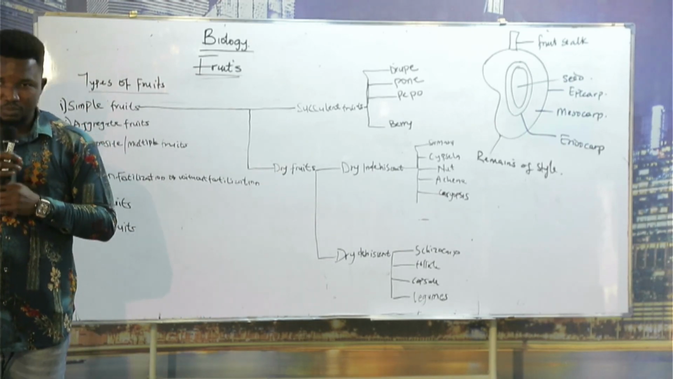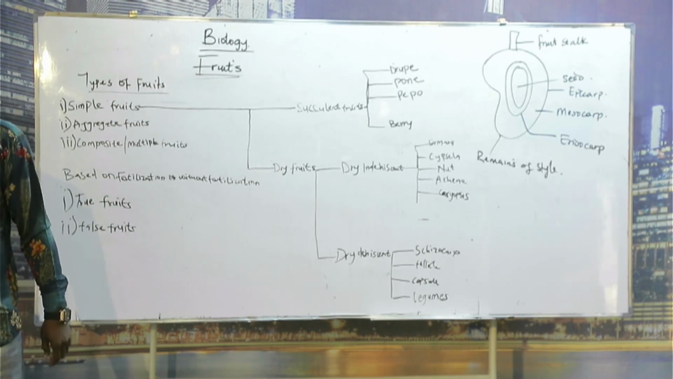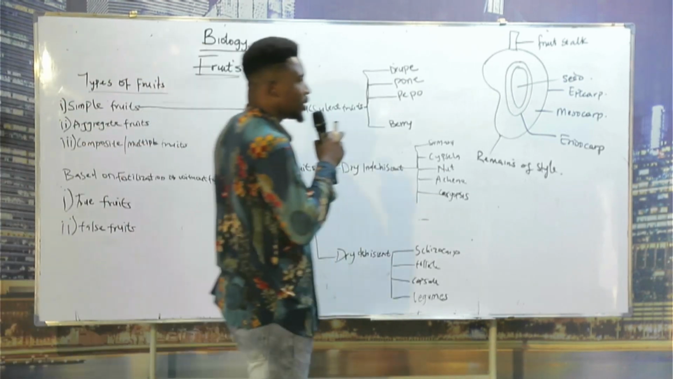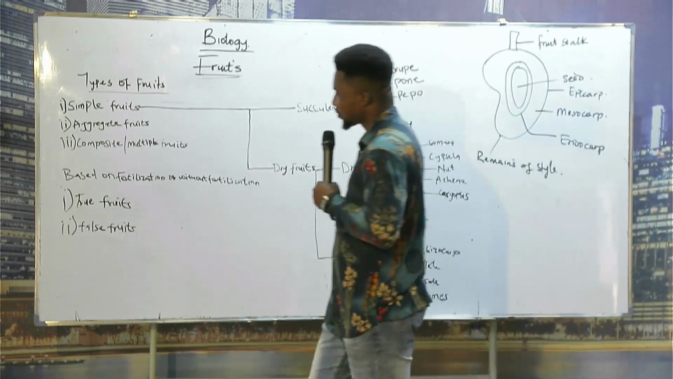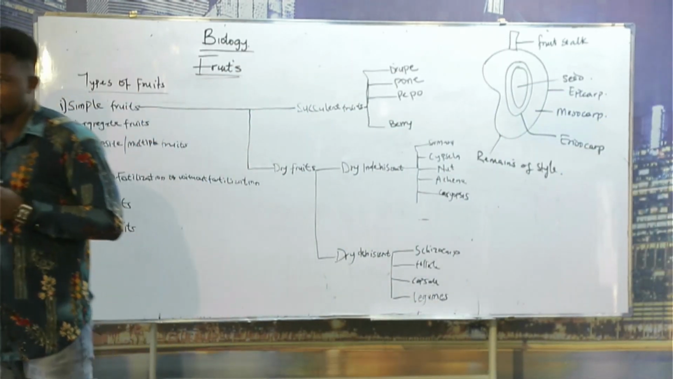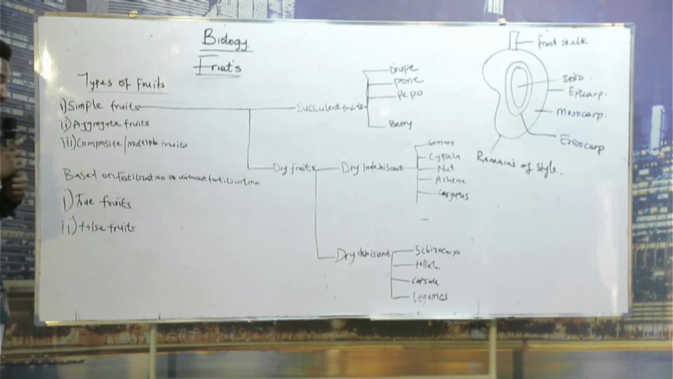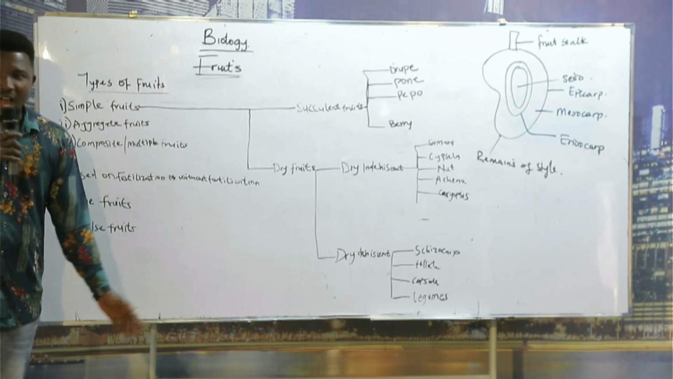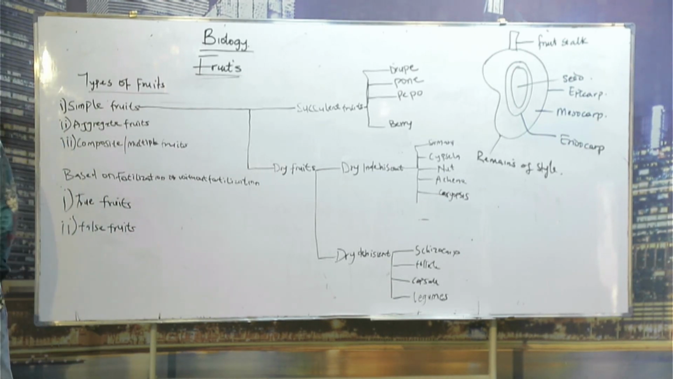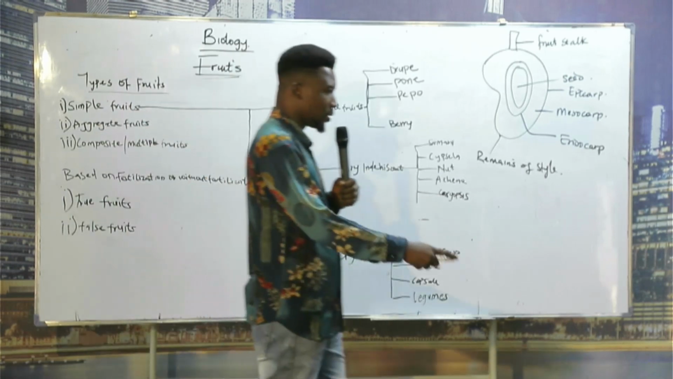Are we good to go? Please be fast. Wow, we have almost exhausted our time. This is 3 minutes to go. Through fruits, it is divided into two: true fruit and false fruit. So you can write I, true fruit, II, false fruits. So let's look at true fruit.